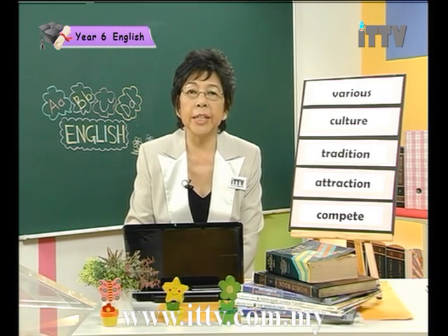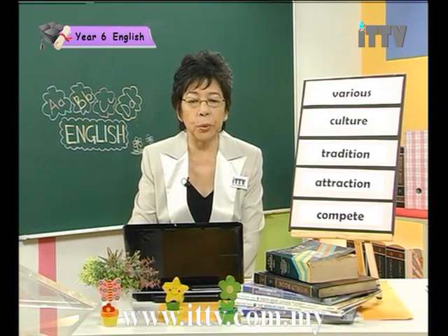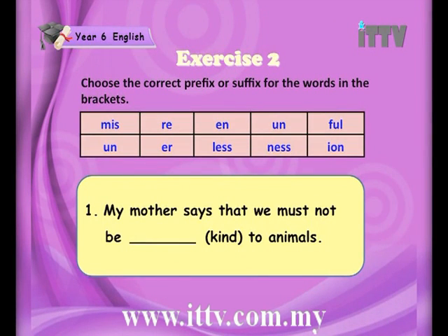Let's move on to the next exercise. Exercise 2. Choose the correct prefix or suffix for the words in the brackets. The prefixes and suffixes are given in the boxes. Let's look at the sentences. The first sentence, my mother says that we must not be, in brackets, kind to animals.